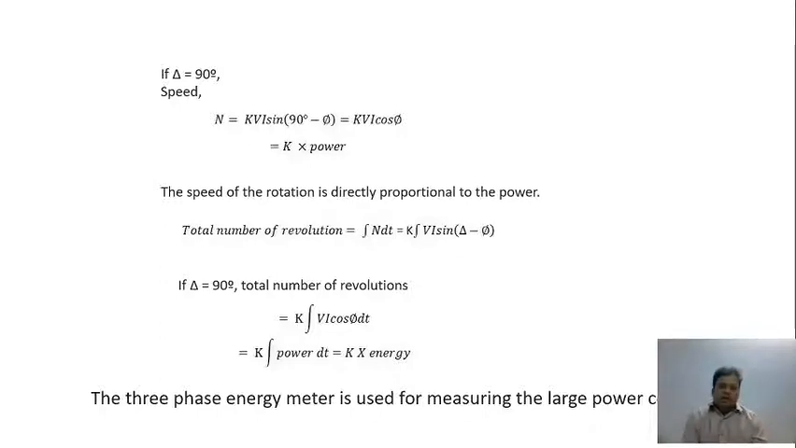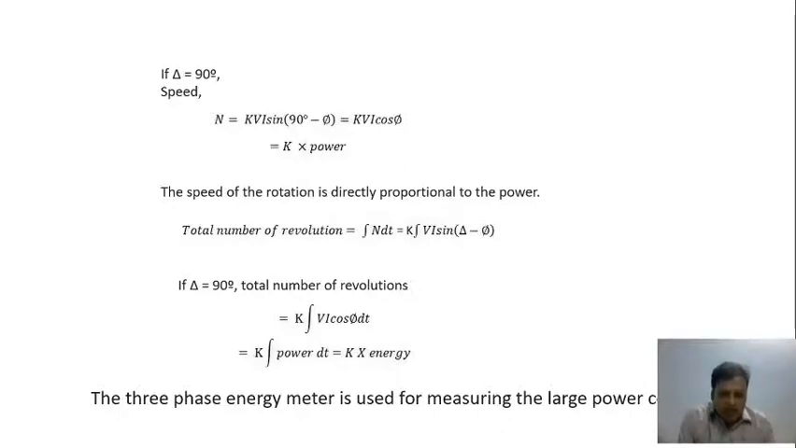The three-phase energy meter is used for measuring large power consumption. If delta is equal to 90 degrees, the total number of revolutions can be given by K integral V I cos phi dt. Here V I cos phi is nothing but power, and power dt, that is P into t, is nothing but the energy. So why we have to take delta equal to 90 degrees is that sin 90 minus phi can be written as cos phi.